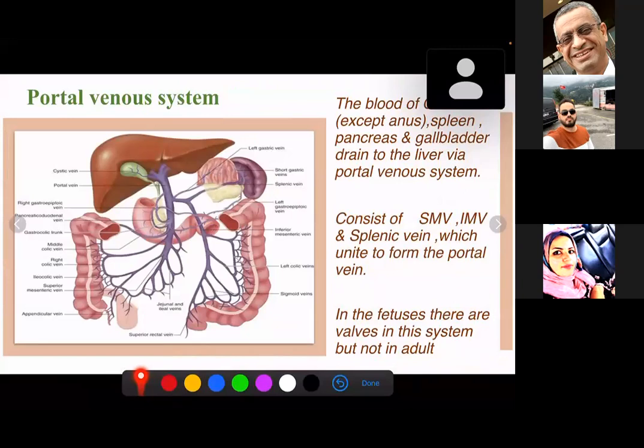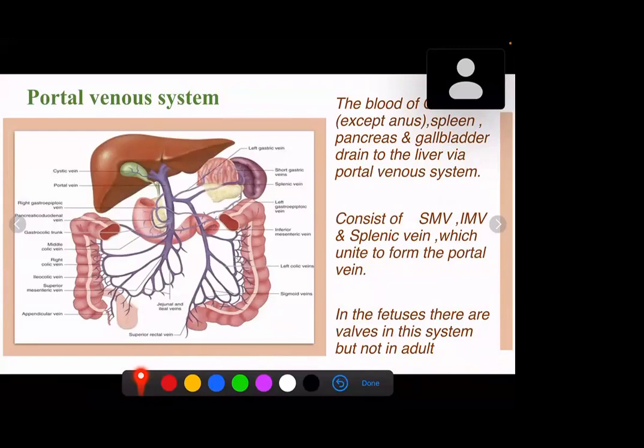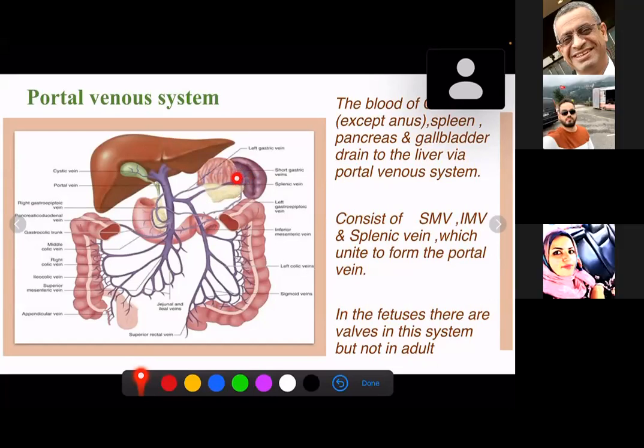It consists of the superior mesenteric, inferior mesenteric, and splenic veins, which will unite to form the portal vein. In the fetus, it contains valves, but in the adult, it is valveless. As we can see in this image, this is the splenic vein, starting as multiple smaller branches from the spleen at the hilum. It receives the short gastric and left gastroepiploic vessels from the stomach and forms the splenic vein.